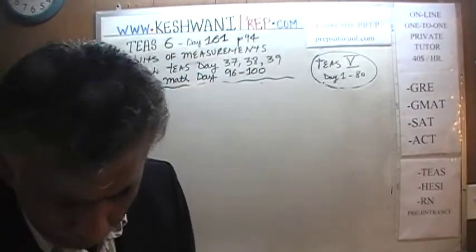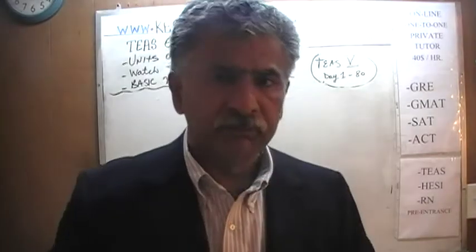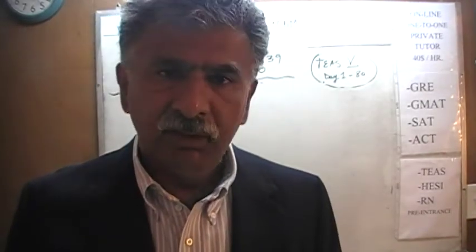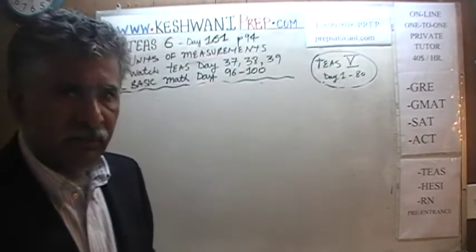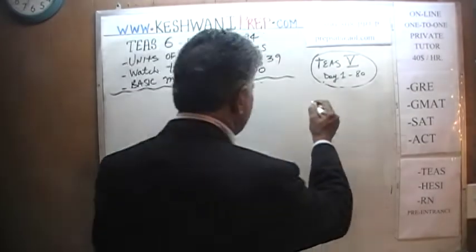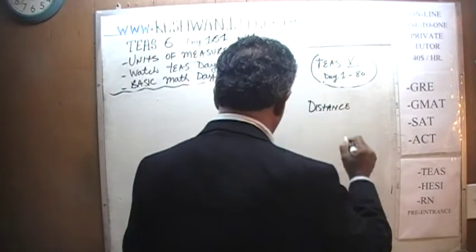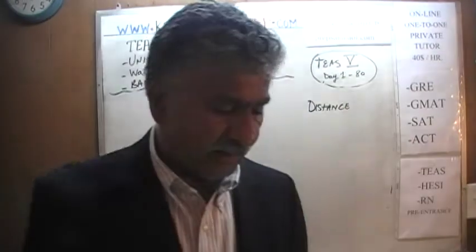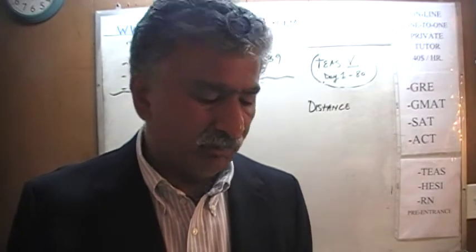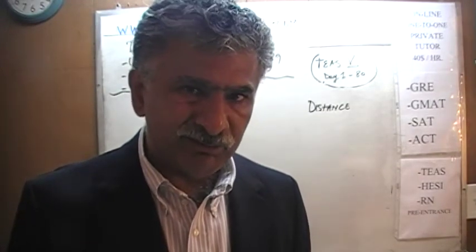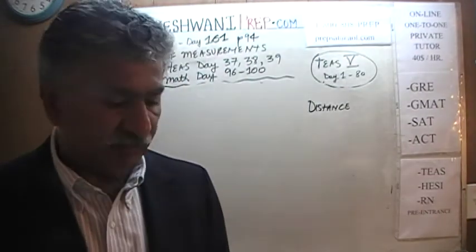Let's get going. When we talk about units of measurements, as far as the TEAS is concerned, we really don't have to know a lot. There are three broad categories that we need to worry about. First of those three categories is the distance. Then we have weights, and then we have volume. We're going to talk about the problems dealing with distance today. In the next video, we'll deal with the problems dealing with weights, and the video after that, 163, we'll deal with the problems dealing with volume.